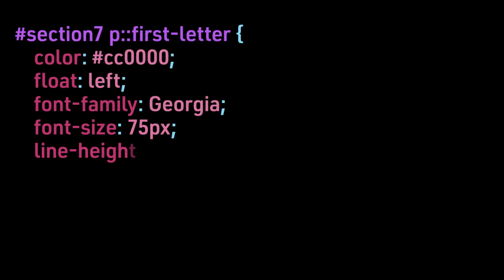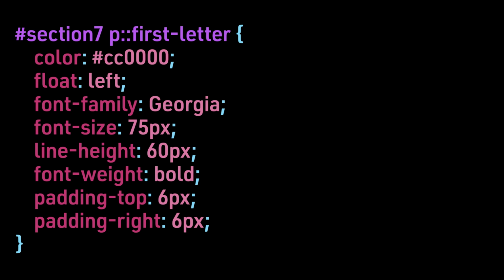Here is the CSS. We will use the first letter pseudoelement to add a drop cap. We add a float so that the rest of the text will wrap around the letter. We adjust the font size and line height so that it becomes a drop cap. The padding is adjusted to fix the spacing around the letter.